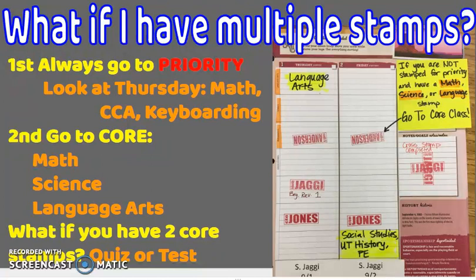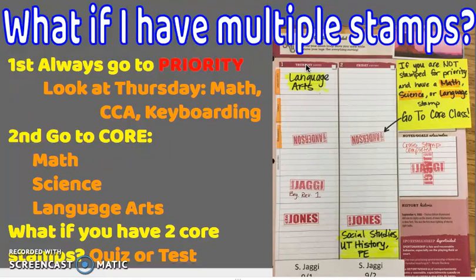So what I want to do now is a couple other questions that always come up. What happens if I have multiple stamps and none of them are priority stamps? Or what if I have multiple stamps and there are multiple core classes? So I want to take a second and address this, and I want to address it with the example you see right here on the side. You see a student's planner, and it is Thursday that we're going to look at. So Thursday's right here. And if you recall, Thursday, the priority is language arts.